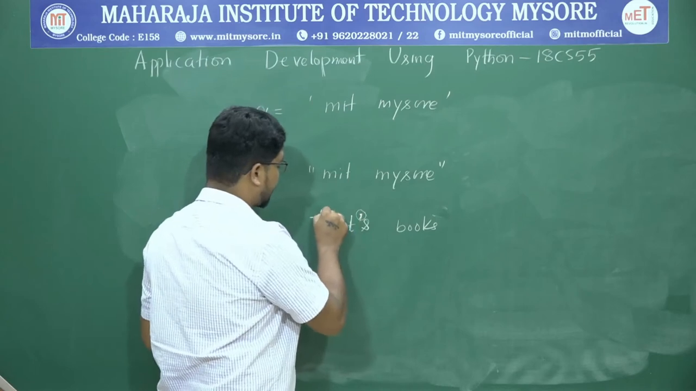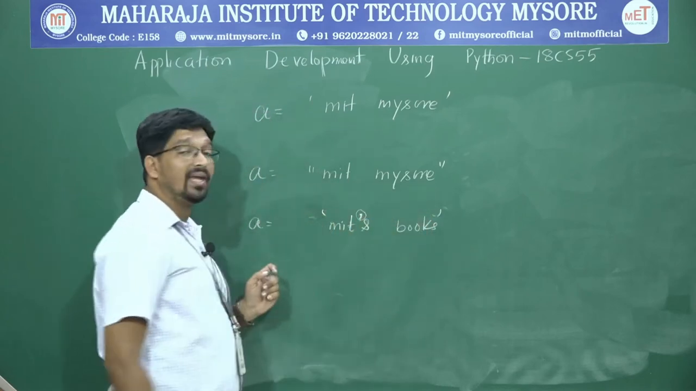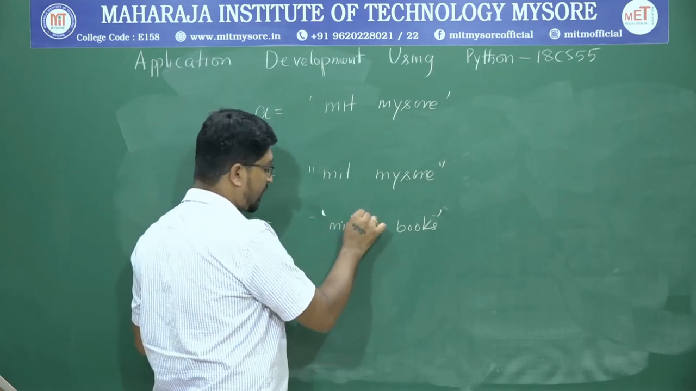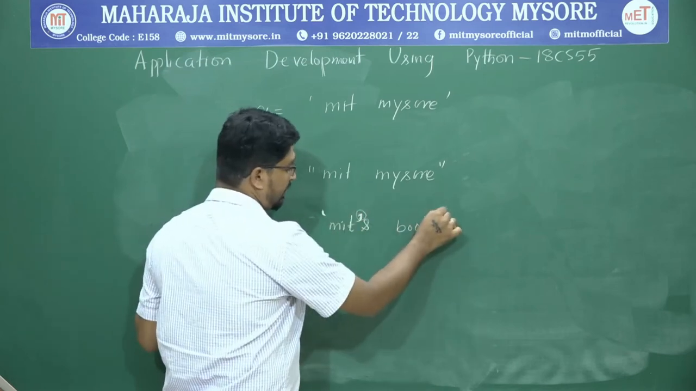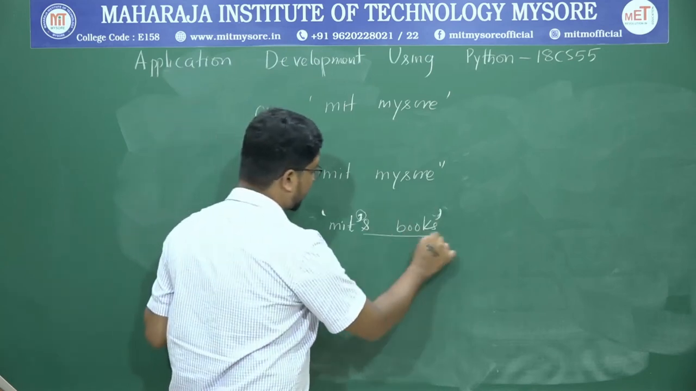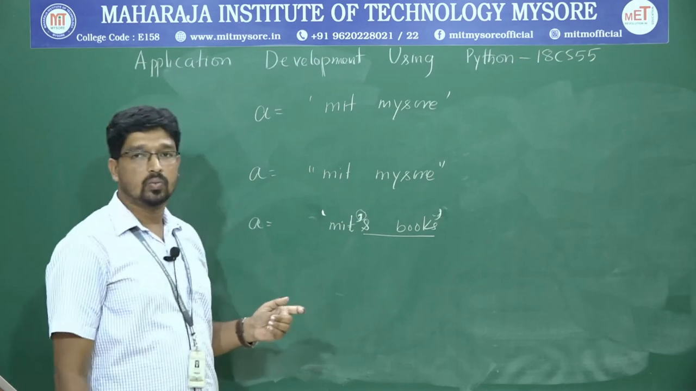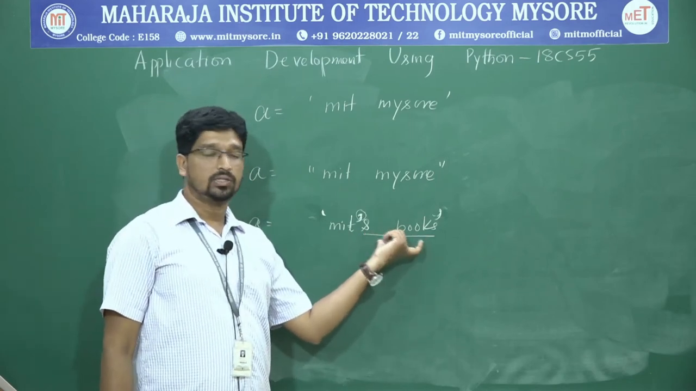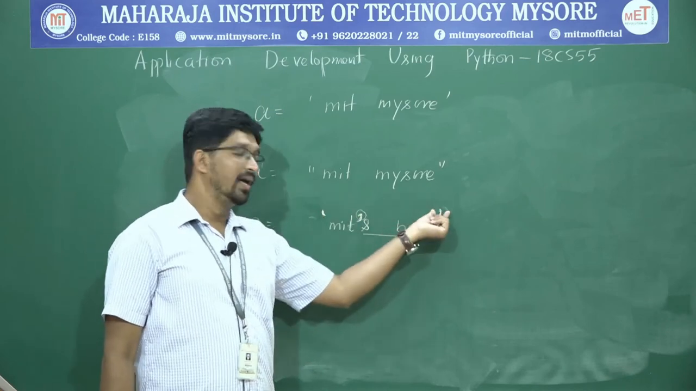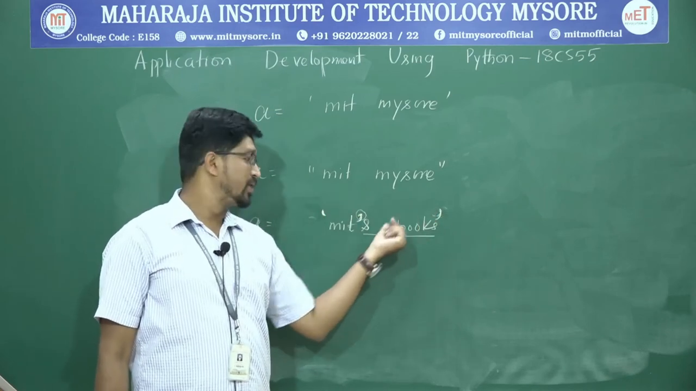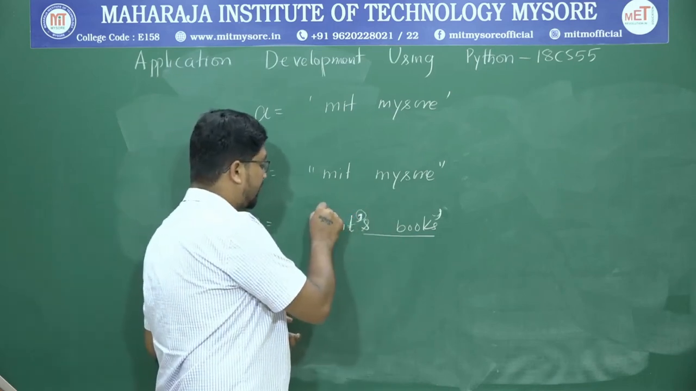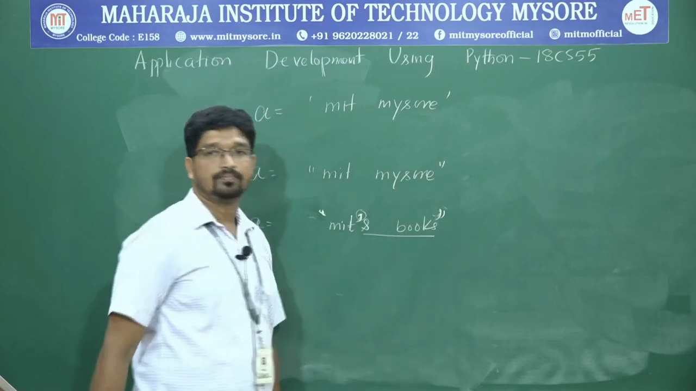If you enclose this string with single quotes, it is an error, because this becomes the starting quote and this becomes the ending quote. Then this is one more starting quote, which is not closed by any quote. So this is an error because of a mismatch of quotes. To avoid that, if you want to have an apostrophe, you should use double quotes.